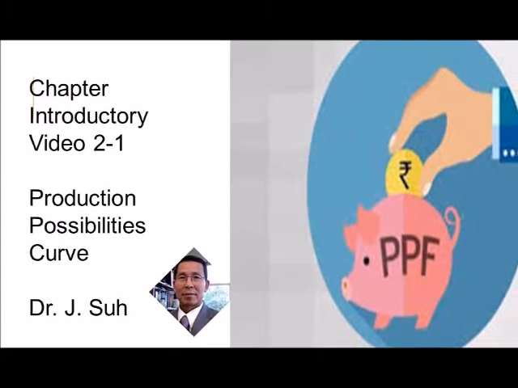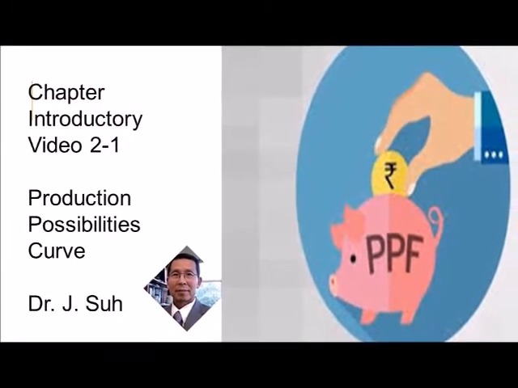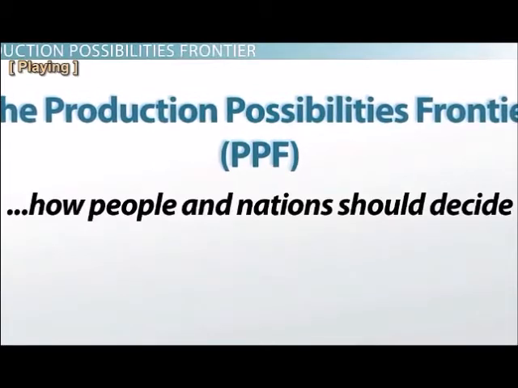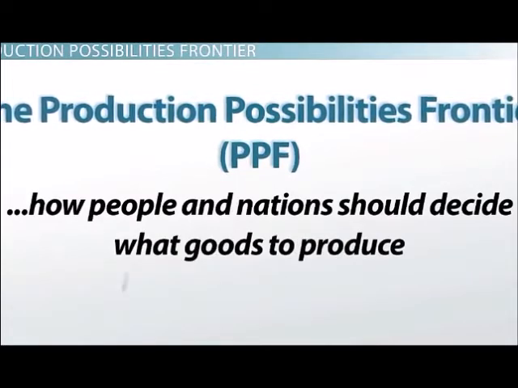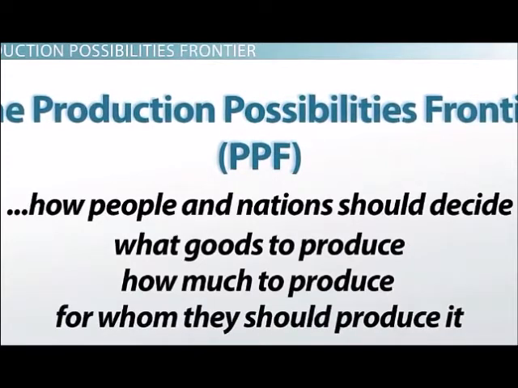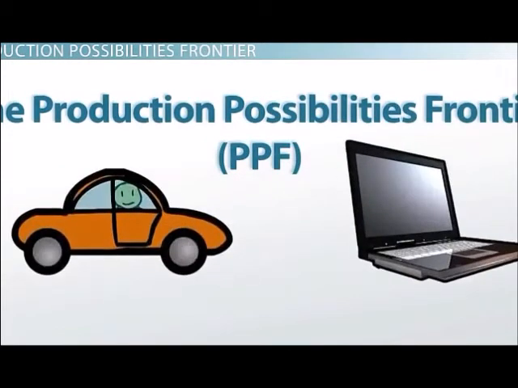The production possibilities frontier is an economic model used to illustrate how people and nations should decide what goods to produce, how much to produce, and for whom they should produce it. It's a model and a concept that looks at only two goods at a time. For example, what combination of cars and computers should a nation produce?